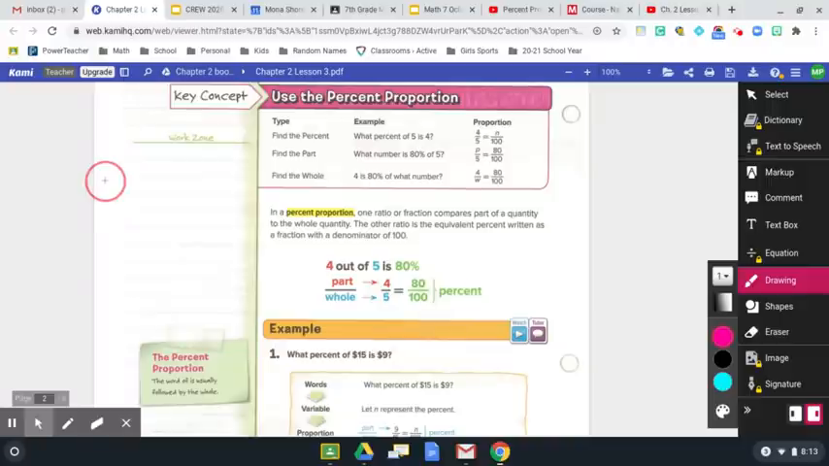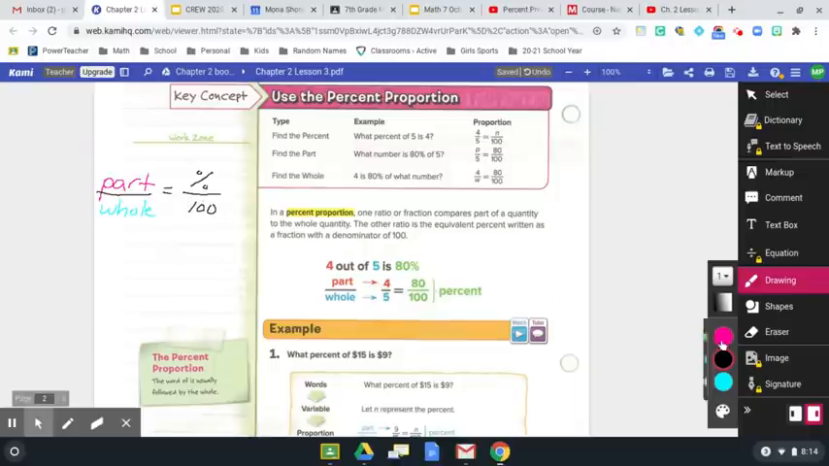So he talked about the words part over whole. So I'm going to use two different colors here. And how that is going to be equal to a percent out of 100, right? Because we talked about that even with percent of a number. Your percents are always out of 100%.